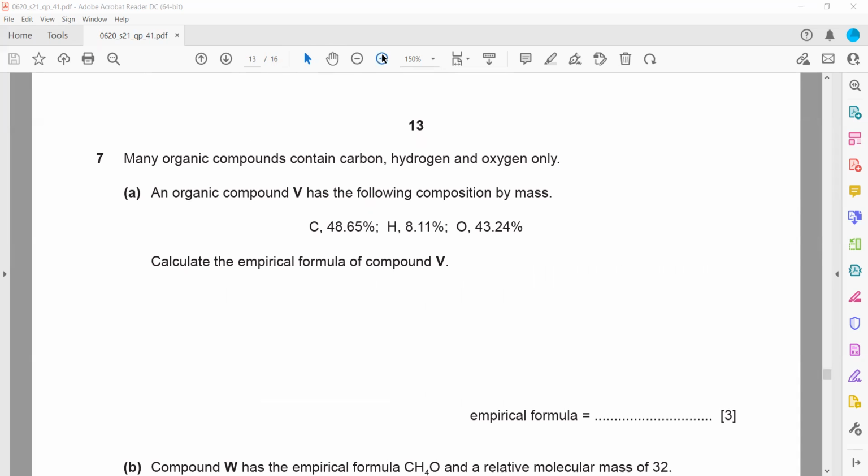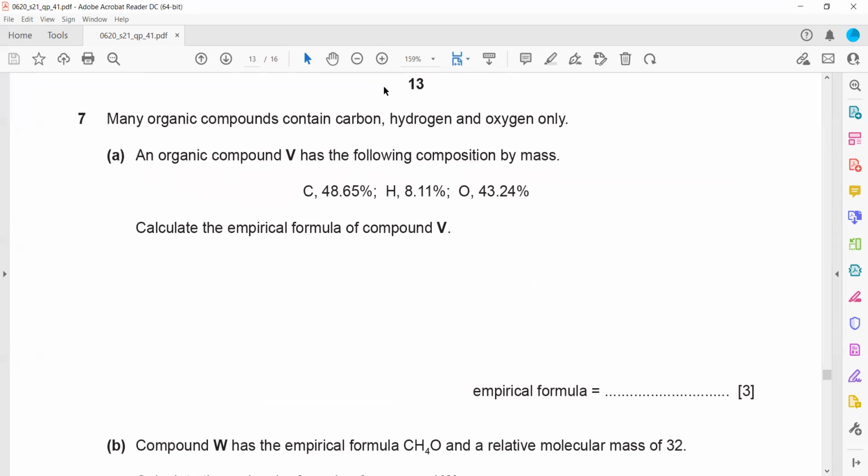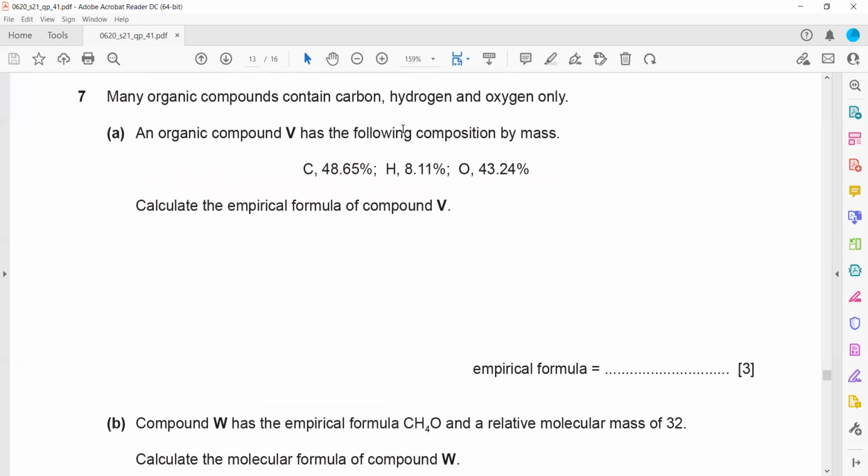Then we have to work out the empirical formula. Many organic compounds contain carbon, hydrogen, oxygen only. The organic compound B has 48% carbon. So we have to find the empirical formula. What are the steps for finding the empirical formula?